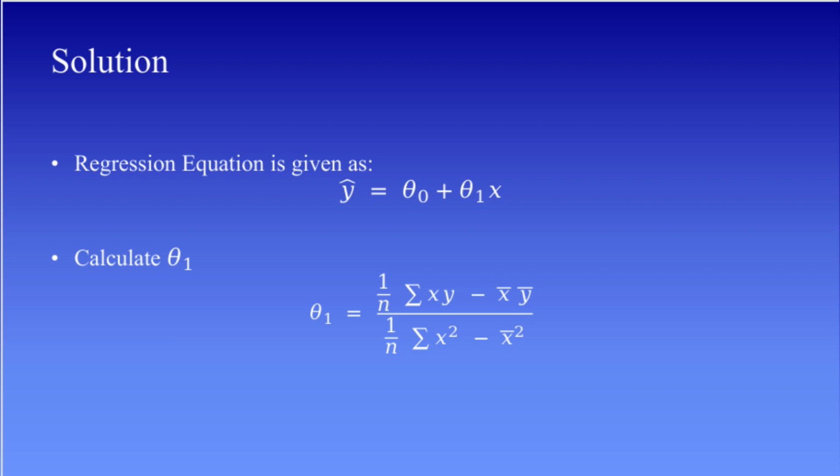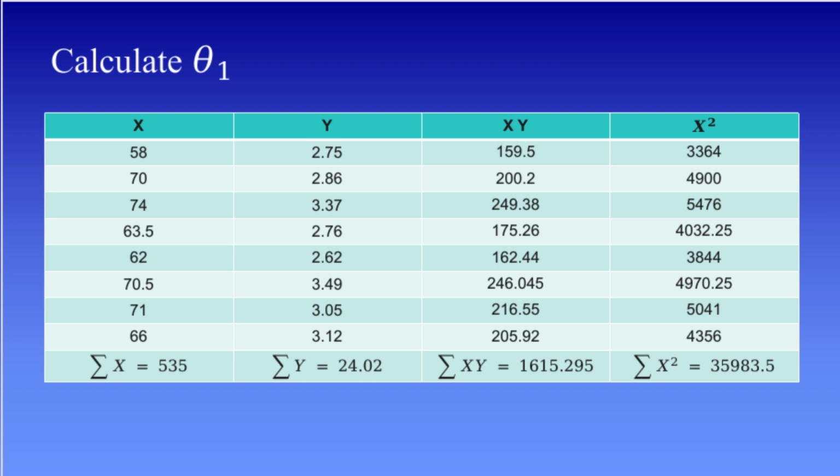To determine theta 0 and theta 1, we use mathematical formulas based on the data. Theta 1 is calculated first. The formula to calculate theta 1 is shown in the slide. X bar and y bar are the means of x and y values. They can be calculated directly using the dataset. But we need to calculate the summation of xy and the summation of x squared.